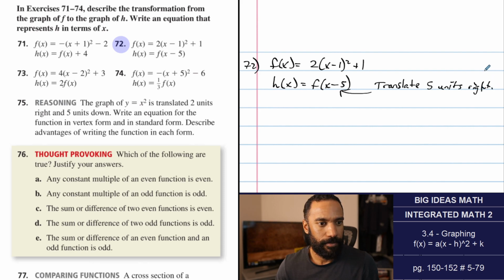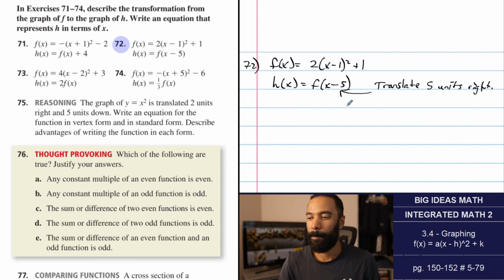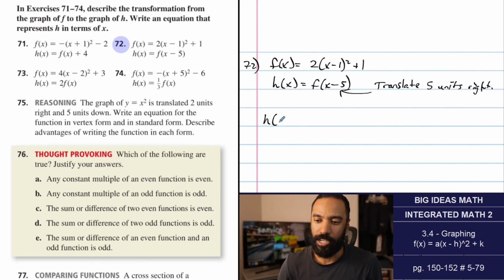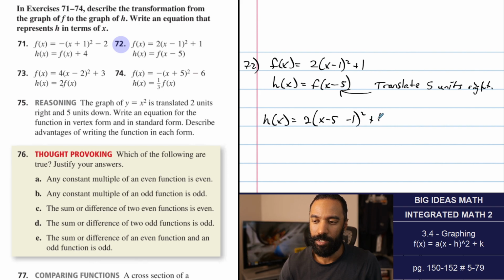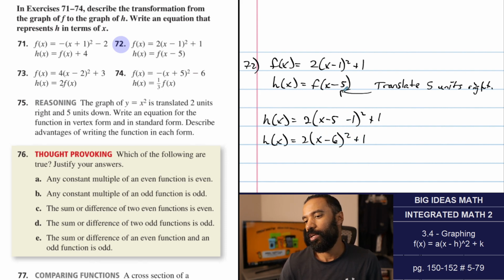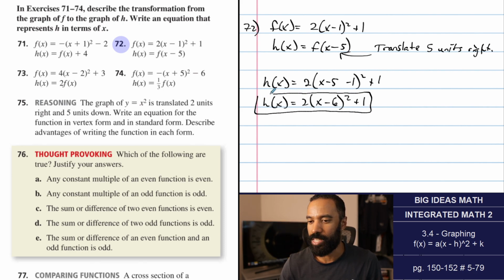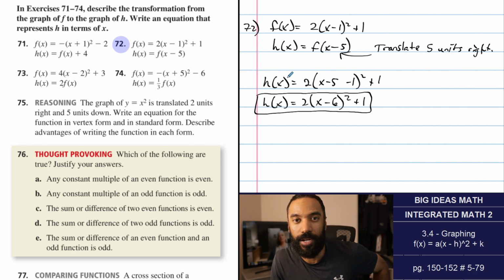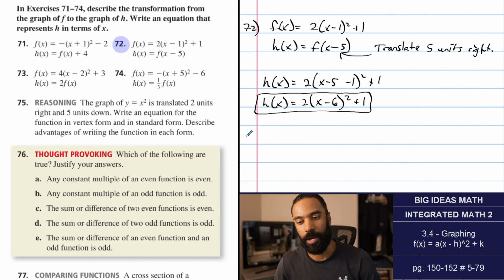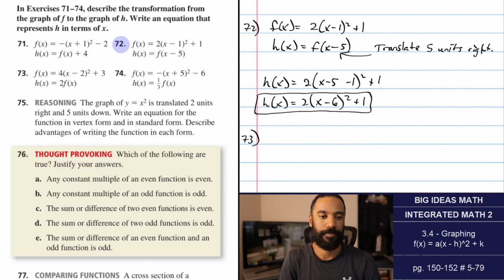Are we graphing them? No. Okay. So h of x equals f of x minus 5. X minus 5 is going to take x's place in the equation of f. Instead of x, it'll say x minus 5, and that's minus 1. Negative 5 minus 1 is negative 6. So (x minus 6) squared plus 1. Note, the vertex of the original would have been at 1 comma 1. This one's at 6 comma 1. Where is 6 comma 1? 5 units to the right of 1 comma 1. And that's the translation.